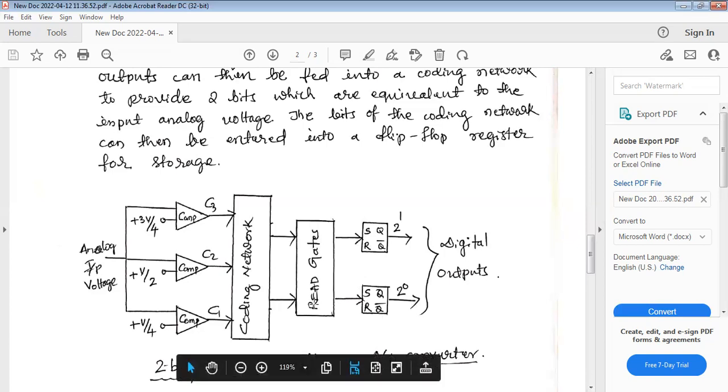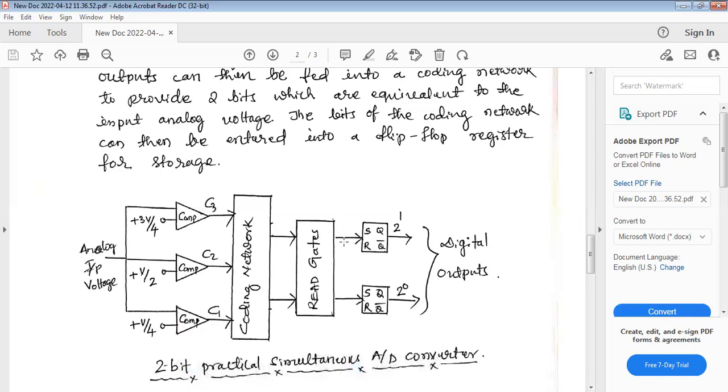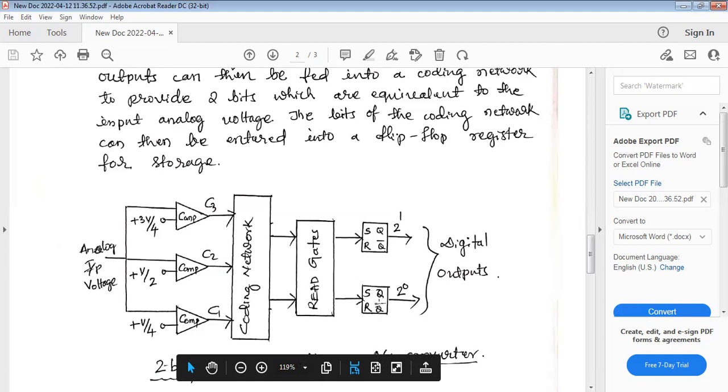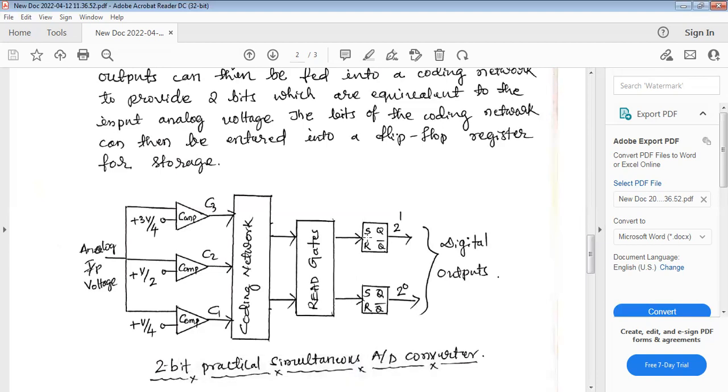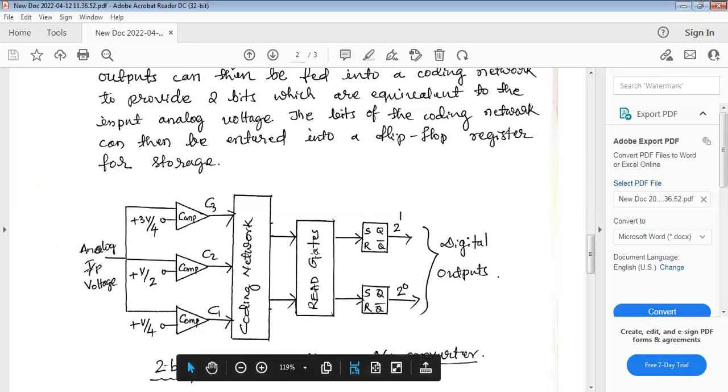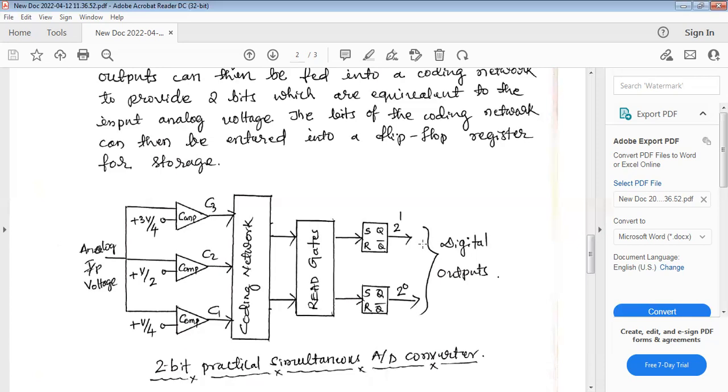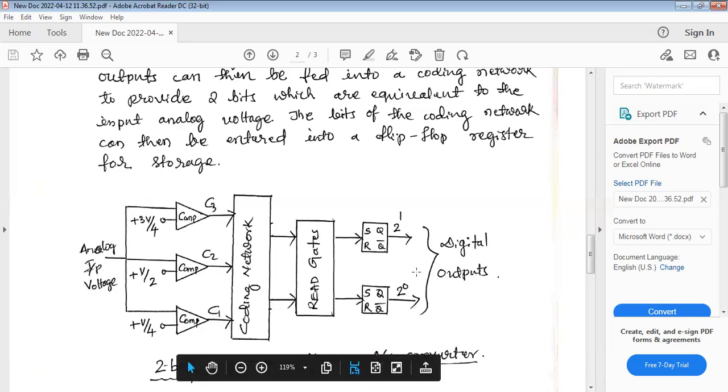Generally, they are AND gates, and the input to these RS flip-flops enters only when some logical conditions are satisfied at the input level, and hence we say that the information is read by these RS flip-flops. So these are called the read gates. Read gates are present at this stage, and here the RS flip-flops are used to store the information or to count the signal. And so we are getting here a 2-bit digital output.